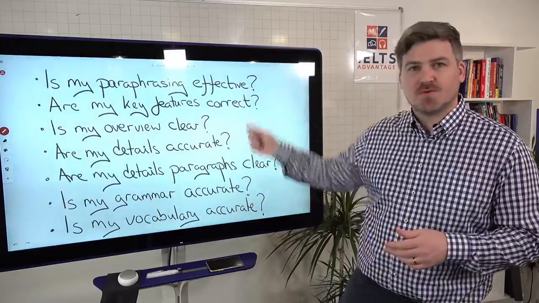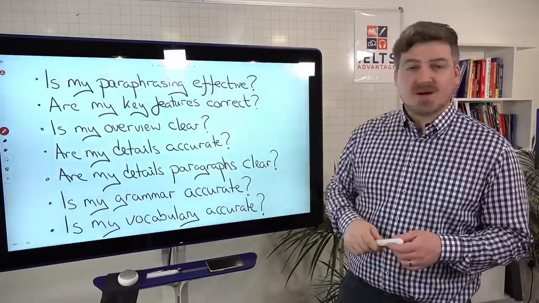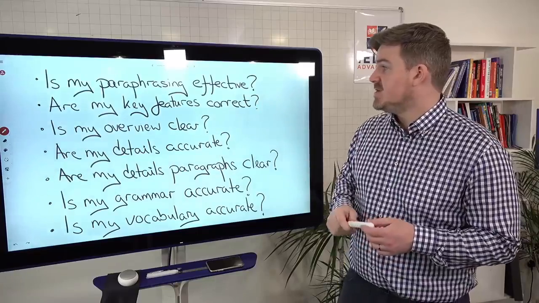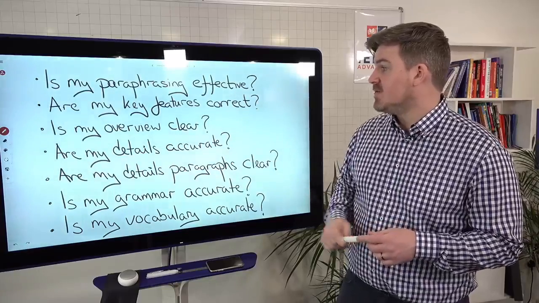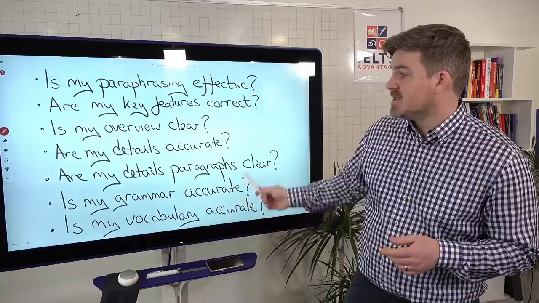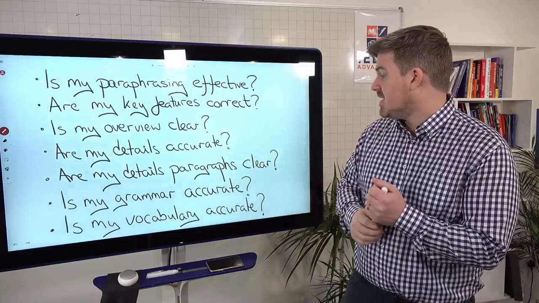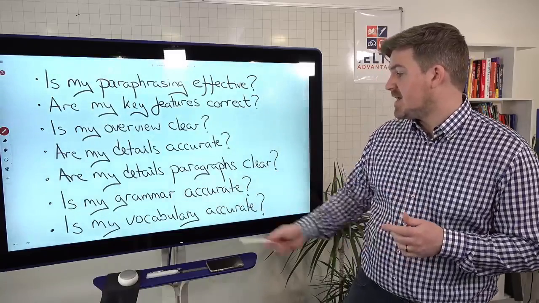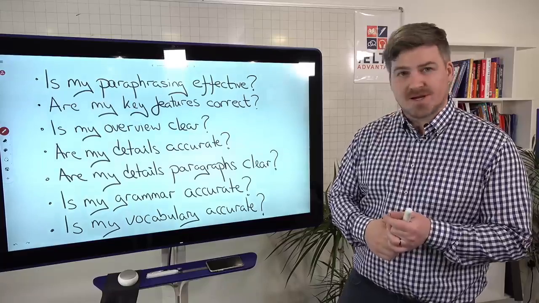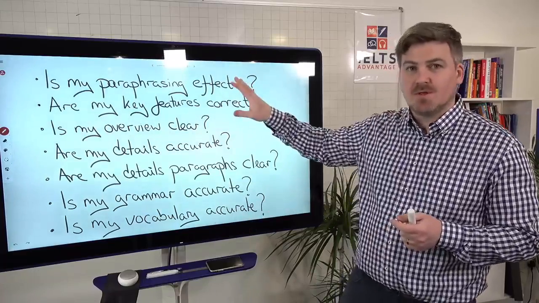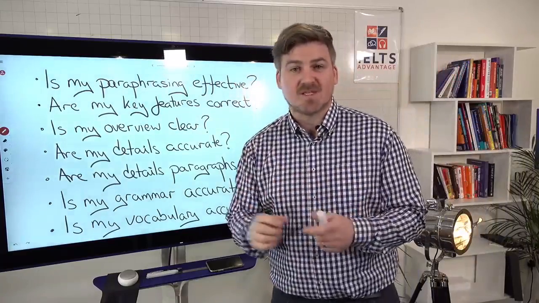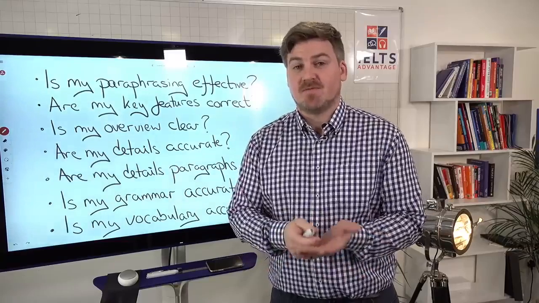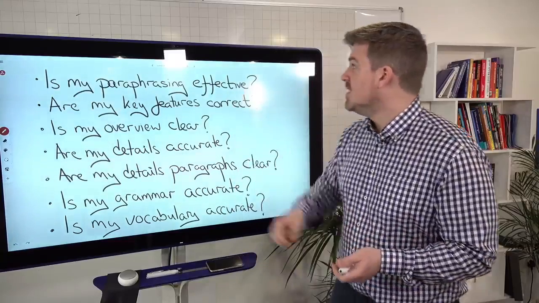You're just going to go through this checklist. Is my paraphrasing effective? Are my key features correct? Is my overview clear? Are my details accurate? Are my details paragraphs clear? Is my grammar accurate? Is my vocabulary accurate? And if you're able to do all of those things and check your work and fix a few mistakes, then you're giving yourself a very good chance of getting the score that you deserve.